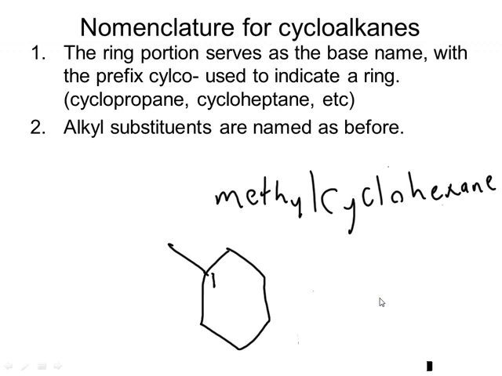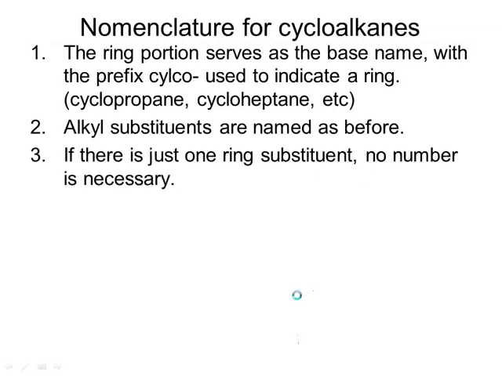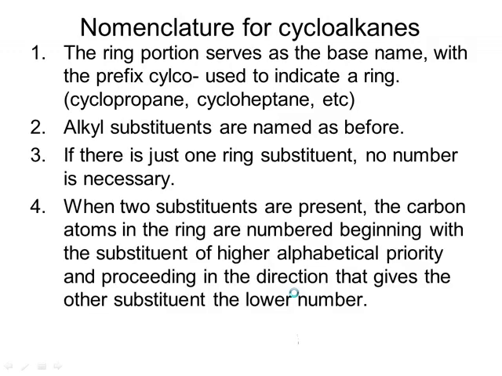It doesn't matter which way we go. We can go counterclockwise or clockwise. In this case we get the same either way. It would be 1-methylcyclohexane. However, that 1 is actually unnecessary because there is only one possibility. If you have a cyclohexane with 1 methyl, it must, by definition, be at carbon number 1. So if there's just one ring substituent, no number is necessary.